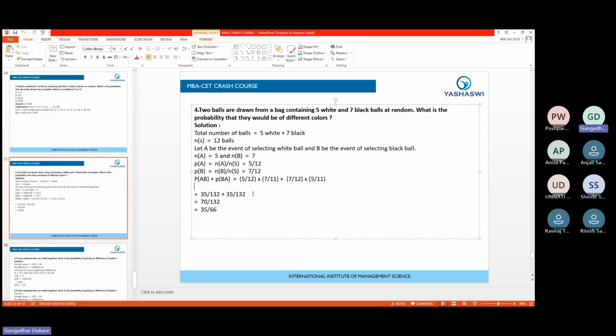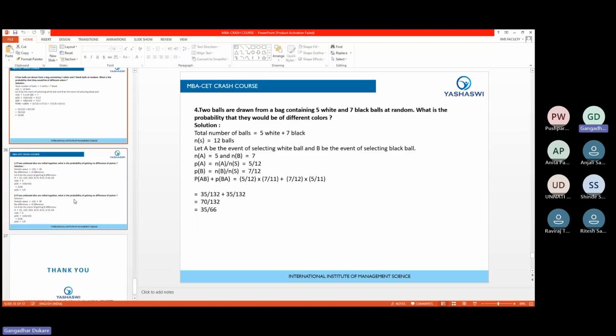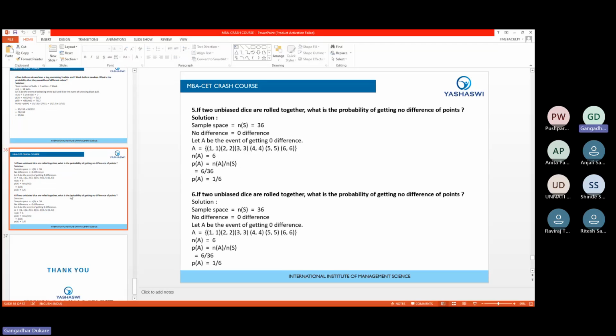The last one is also a probability question. If two unbiased dice are rolled together, what is the probability of getting no difference of points? Okay, in that you have to calculate the sample, the total number of samples: if two unbiased dice are rolled together, n of S equals 36. What is the probability of getting no difference of points?